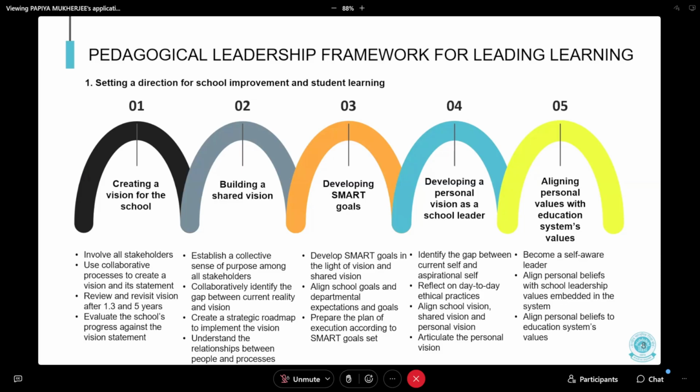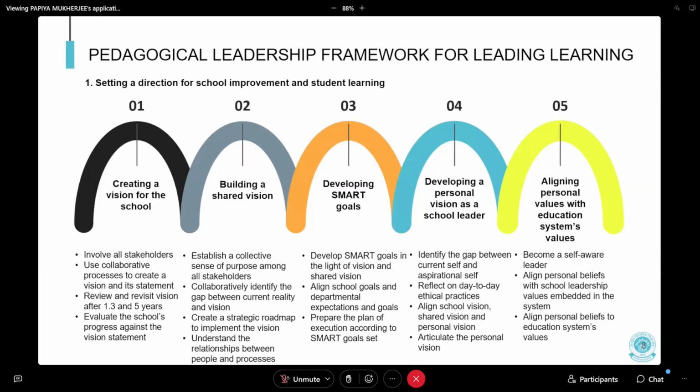You need to develop a personal vision as a school leader. For that, you have to identify the gap between your current self and your aspirational self, and that can be done by reflecting. You need to reflect on your day-to-day practices, align the vision, shared vision and personal vision, and always articulate the vision.